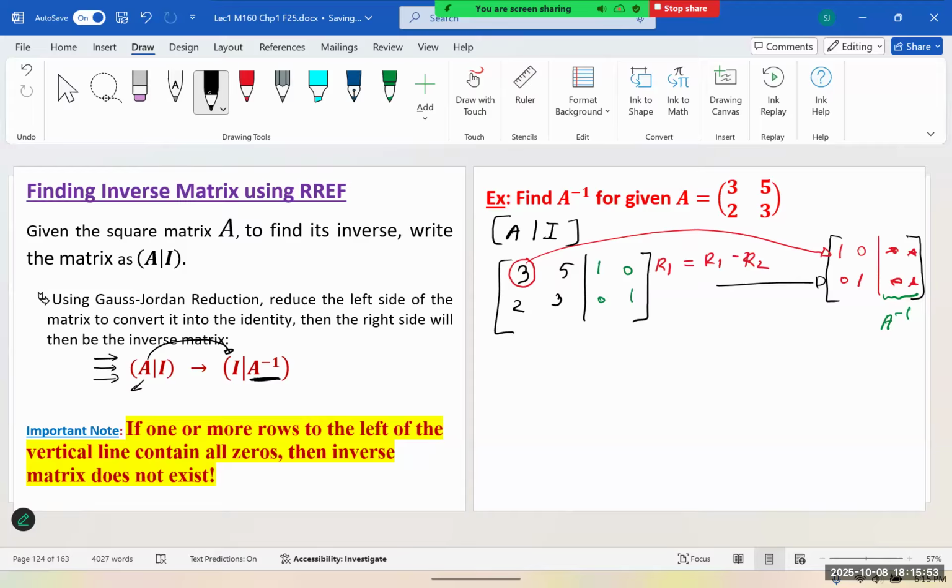So 3 minus 2 gives us 1, 5 minus 3 gives us 2, and then I have 1 minus 0, which is 1, 0 minus 1 is negative 1. And then let's keep 2, 3 for now. We can keep 2, 3. So at least one number is satisfied. We got the first number. Next, we want to convert this 2 into 0.